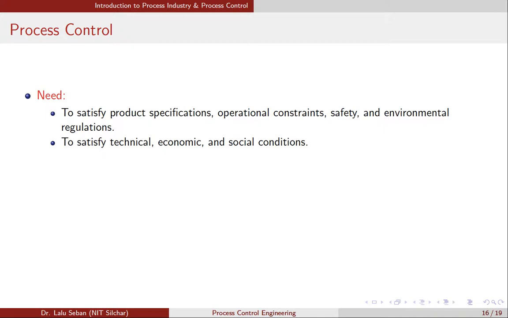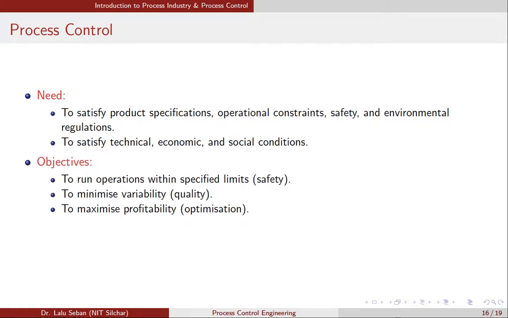Now, what is the need for process control? The main needs are to satisfy the product specifications, operational constraints, safety, and environmental regulations. Along with that, we have to satisfy the technical, economic, and social conditions.